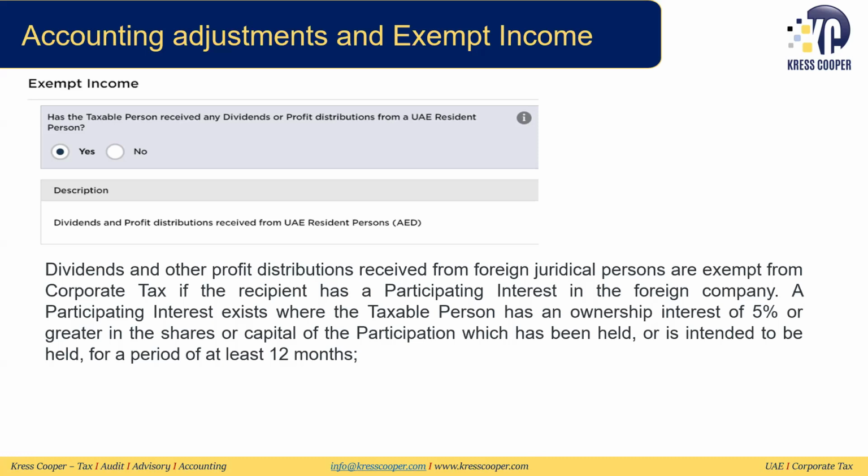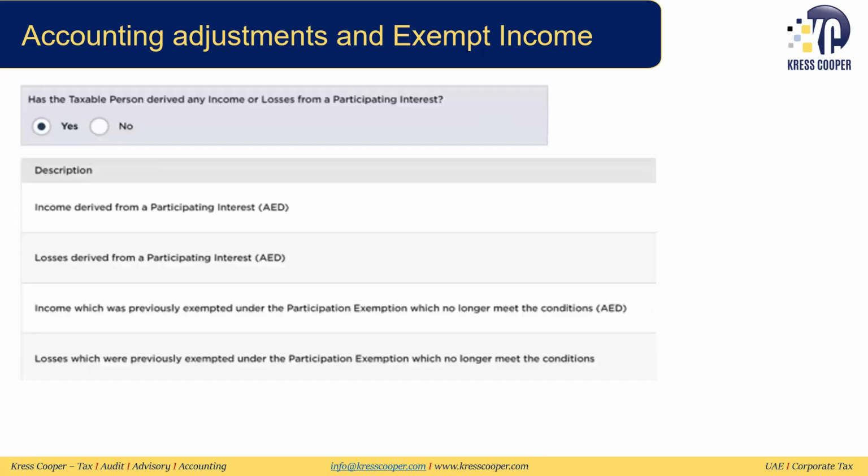If you have received dividend or other profit distribution from a foreign juridical person, then they are also exempt, but certain conditions need to be met for participation interest. For example, the ownership should be at least 5%, or the shares should be held, or at least intended to be held, for a period of 12 months under certain conditions.